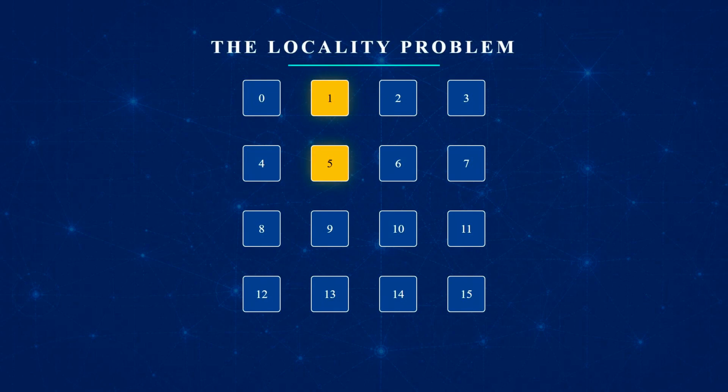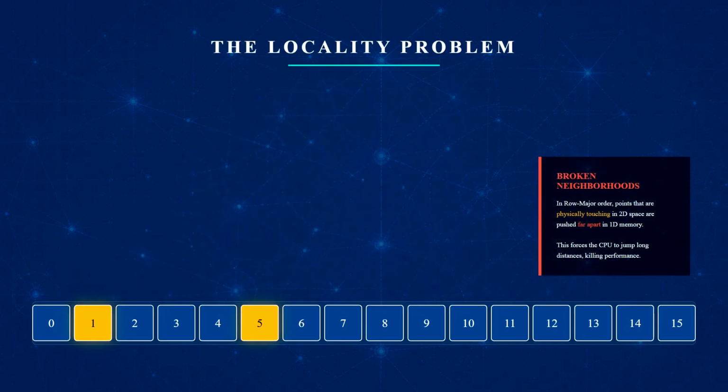The traditional way to do this is row-major order, where we store the grid row by row, like reading a book. But this destroys locality. Watch as we unroll this grid. The cell directly above you is your neighbor in space, just 1 pixel away. But in memory, it's pushed thousands of addresses away, exactly 1 full row length.